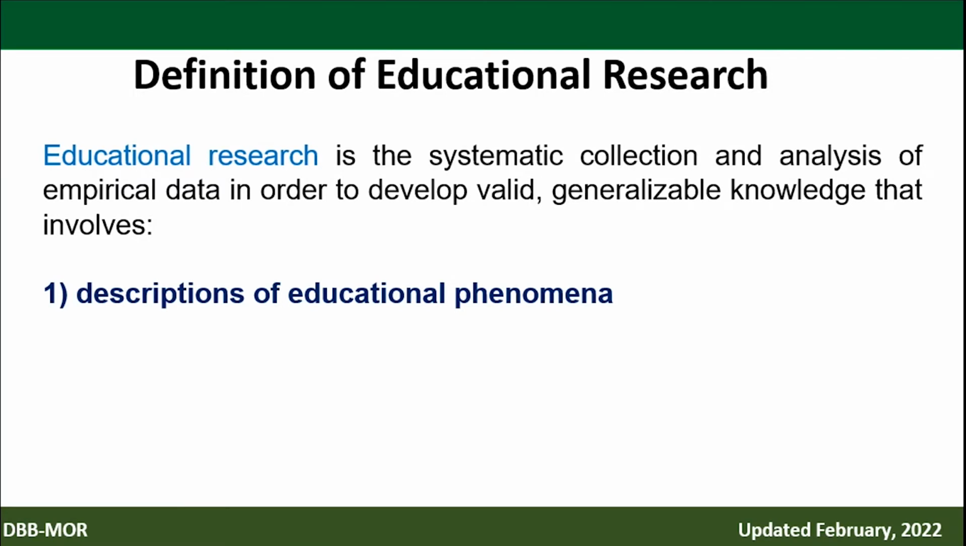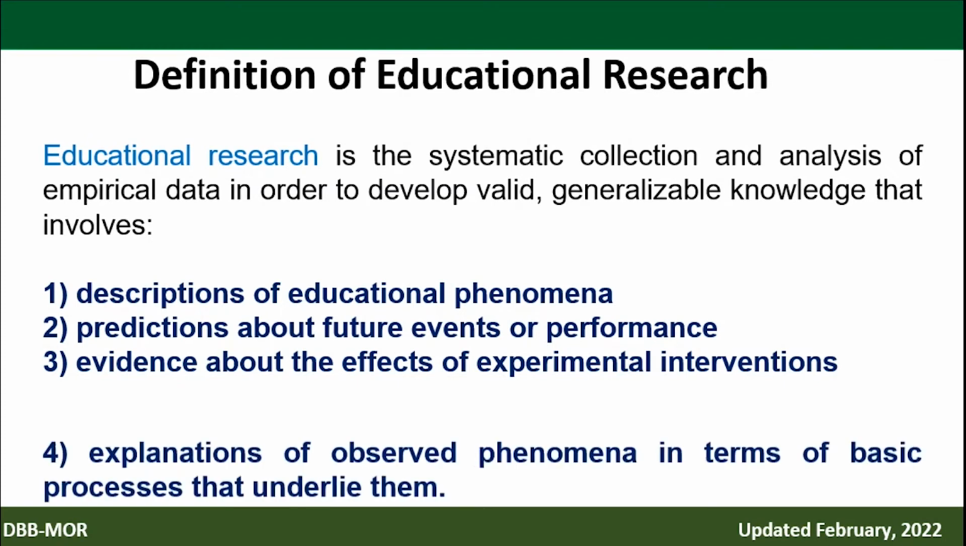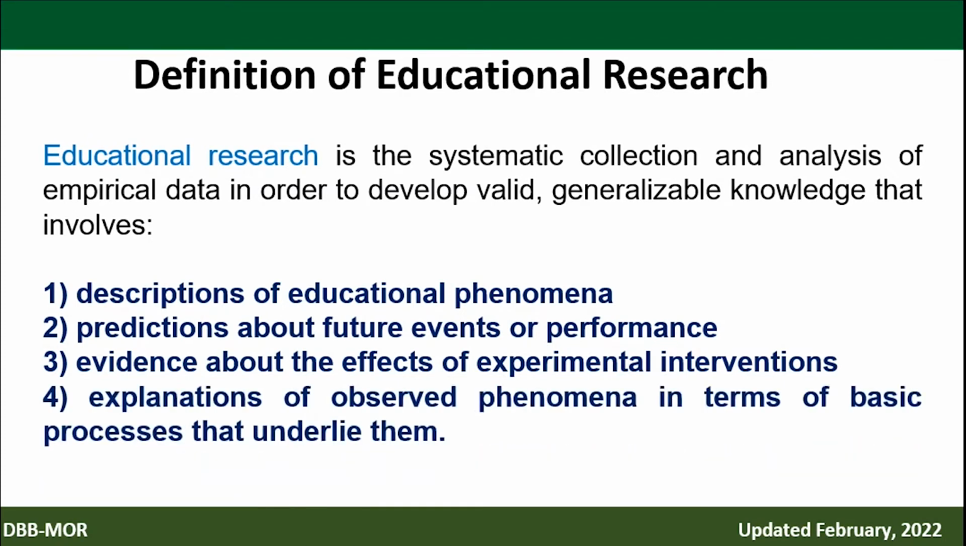that involves four things: description of educational phenomena or phenomenon, predictions about future events or performance, evidence about the effects of experimental interventions, and explanations of observed phenomenon in terms of basic processes that underlie them. For number one, we're actually talking about descriptive research. For number two, predictive research. And then number three, experimental research. And then for number four, explanatory research. So we'll talk about the four, no? The four knowledge.